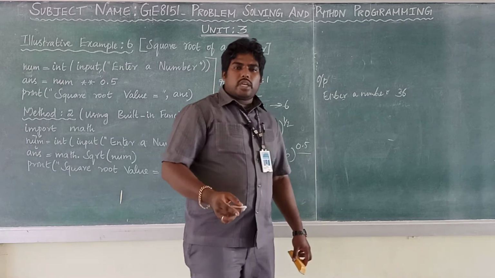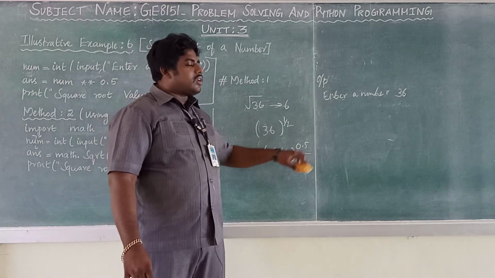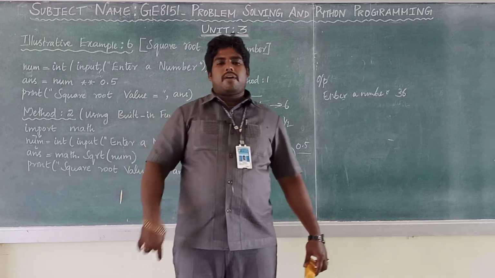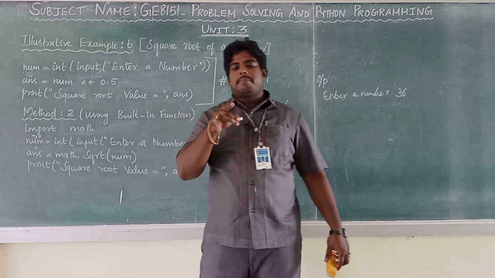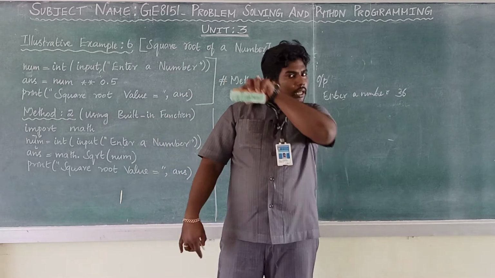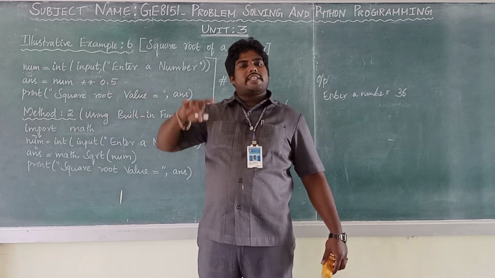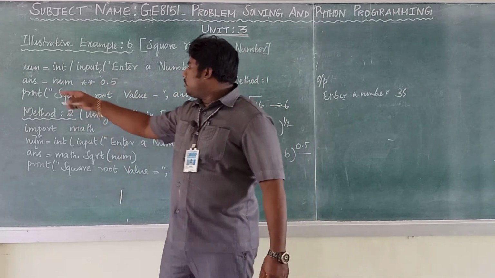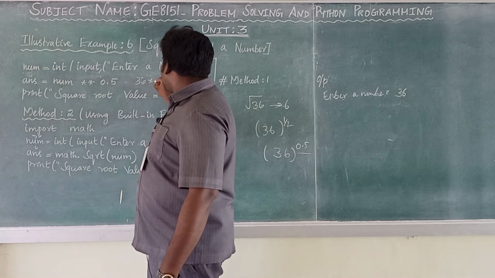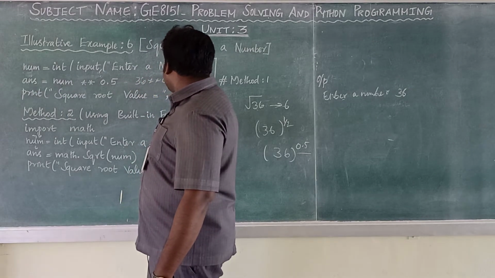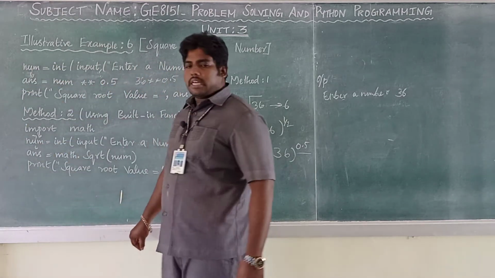Now I want to calculate the square root. So I am going to use this logic: 36 power 0.5. For finding the power, which operator can we use? In Python there is one special operator called the exponential, double star. Double star is used to find the exponent or power. So answer equal to 36 double star 0.5, and your answer 6 will be stored here.